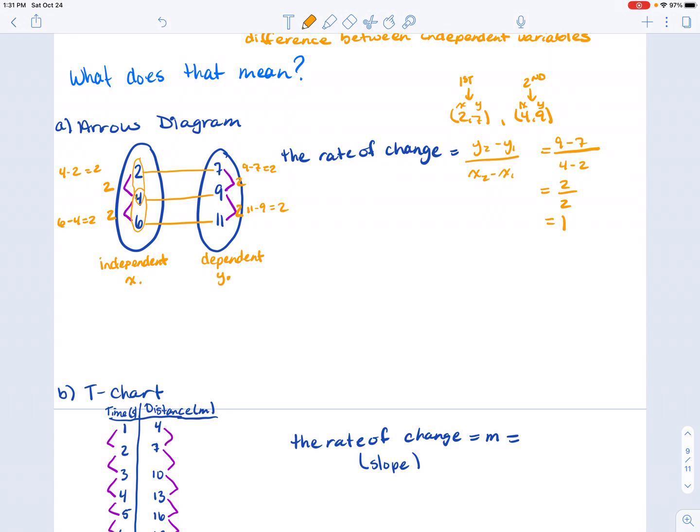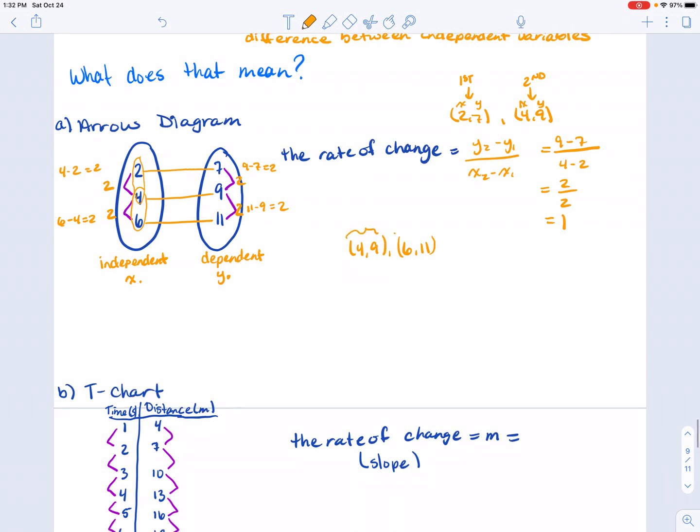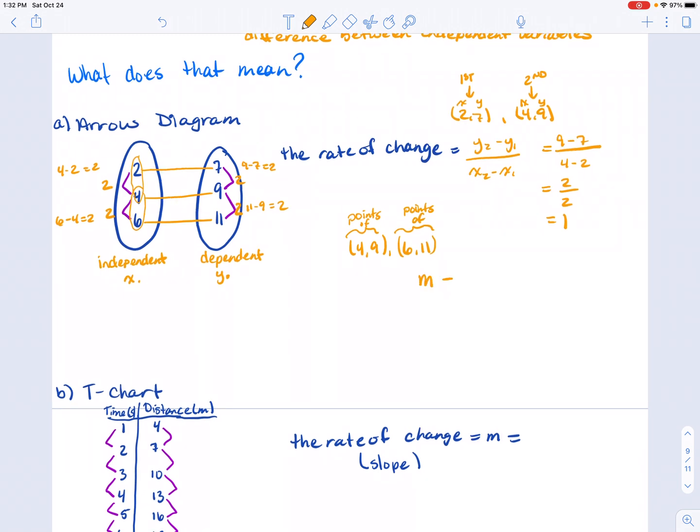Now I can look at using 6 and 11 and 4 and 9. So let's look at those 2 points. I always need 2 points. These would be considered points. The points of 4, 9, and these are the points of 6, 11. So I always need to have 2 sets of points in order to find my slope. I'm going to write it as m, because that's what I denote slope as. Again, 11 minus 9 divided by 6 minus 4. And again, that just happens to be 2 over 2, which is equal to 1.